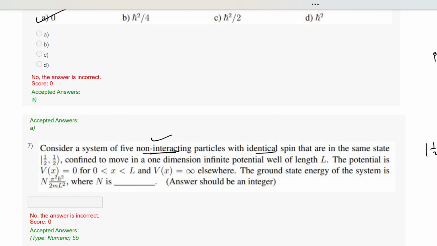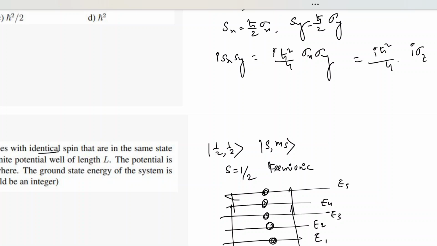So respecting that, you have the infinite potential, the particle in a box kind of solution with energies E1, E2, E3, E4, E5. Starting from the ground state, which is E1, the particles start filling up, and the five particles will be occupying five different states up to E5. And you know that E_n is basically n squared pi squared h-bar squared by 2 m L squared. All are non-interacting particles.